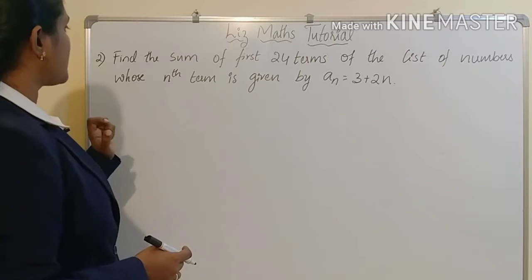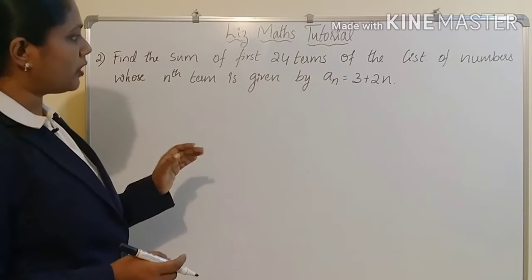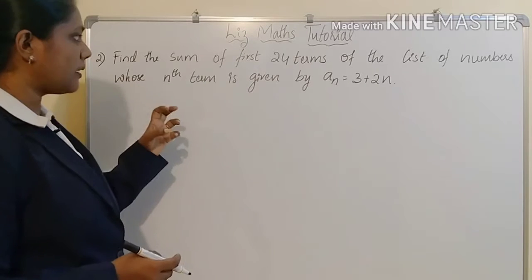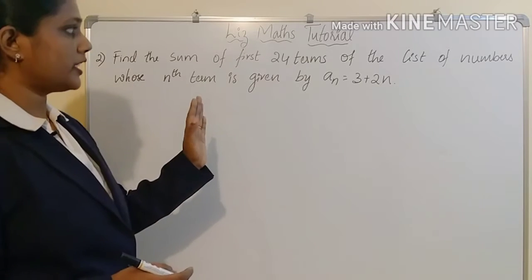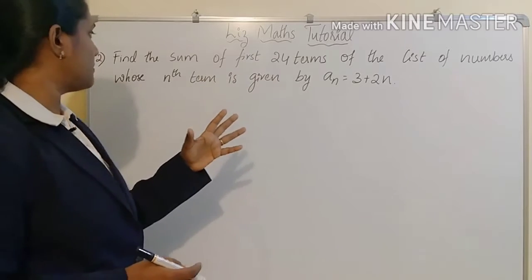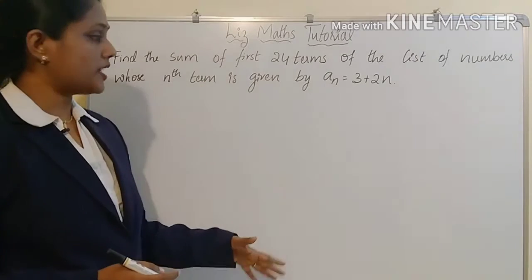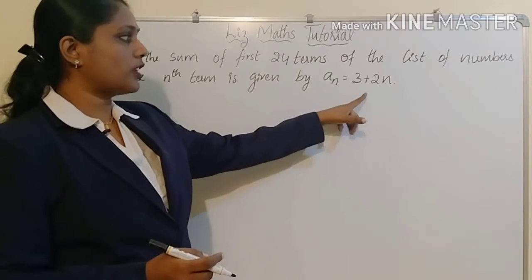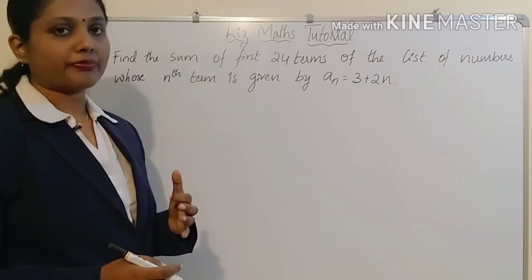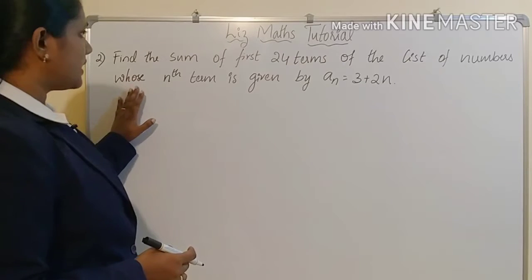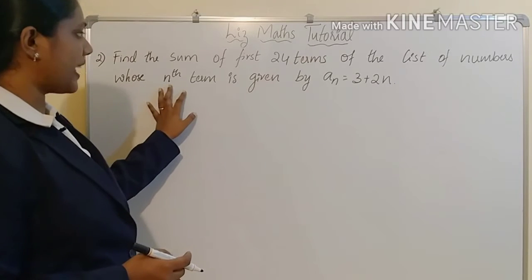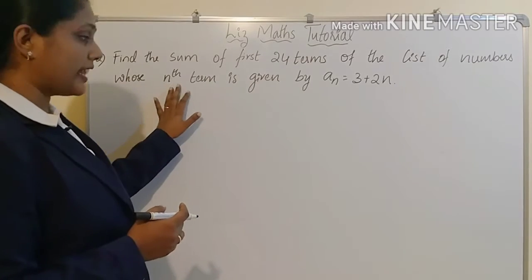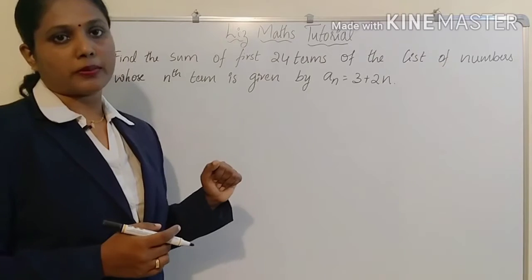See what the second example says. Find the sum of the first 24 terms of the list of numbers whose nth term is given by an is equal to 3 plus 2n. See here, you have to find the list of numbers whose nth term is given as this much.